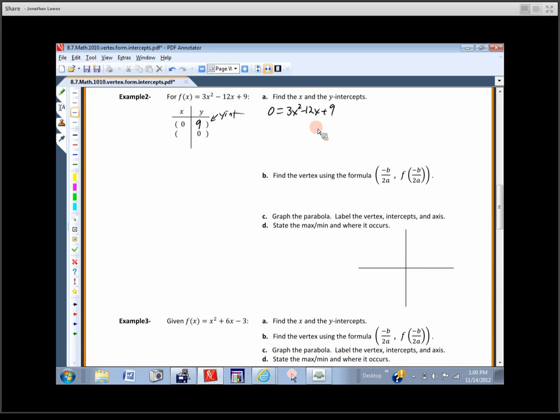Quadratic formula and completing the square. Completing the square is a pain in the butt. Okay? Quadratic formula is not too bad. Factoring, if it factors, that's the quickest way to do it. So let's do this. Take out a 3.